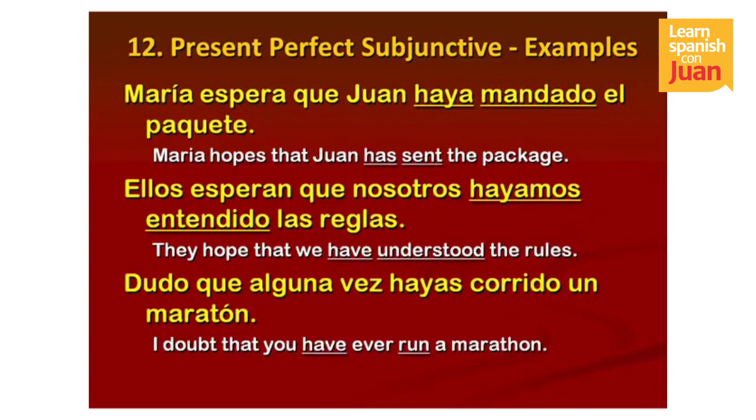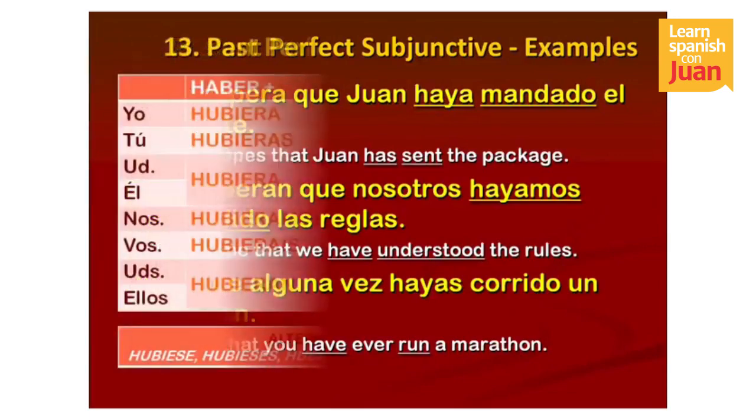Dudo que alguna vez hayas corrido un maratón. I doubt, right now, that you have ever, in the past, run a marathon. So here we have our main clause verb in the present, but our verb in the next clause, the dependent clause, which has to be in the subjunctive because of the type of meaning we're communicating, is actually in the present perfect because it is supposed to have happened already.